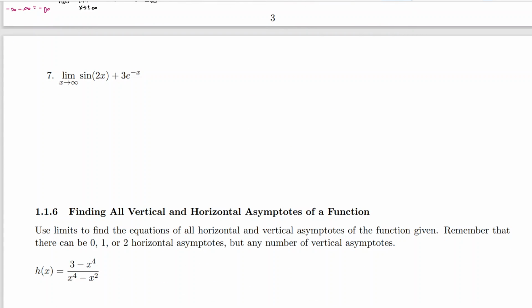All right, the last one here looks a little intimidating because we have a sine and we have an exponential. We have the limit as x goes to infinity of sine of 2x plus 3 times e to the negative x. Well, because these are completely separate, we have nothing to factor out, we have no fraction, we have no largest power of x to divide by, we just want to go ahead and do the limit of each part. Meaning I want to do the limit as x goes to infinity of sine of 2x plus the limit as x goes to infinity of 3 times e to the negative x.